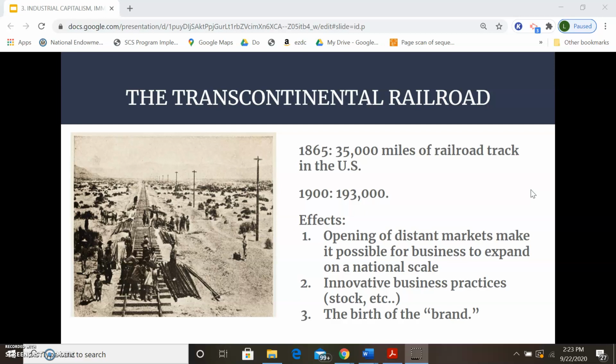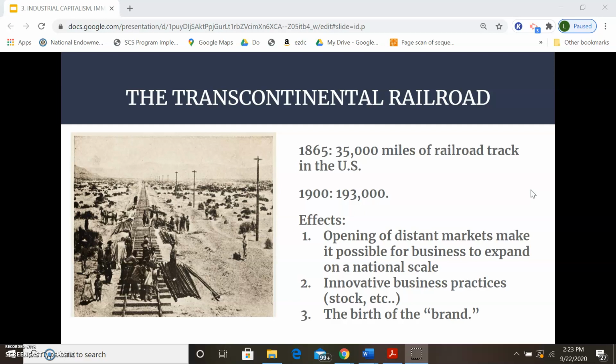Also, as the railroad is trying to build the Transcontinental Railroad itself, they're engaging in some kind of innovative business practices. They're receiving the funding that they need in order to expand by issuing stock. This had never been done before. Stock is just basically you're selling a small piece of your company to individuals who will then give you money that will allow you to have funds to expand, right? So we start to see the nature of business change in relation to the building of the Transcontinental Railroad.